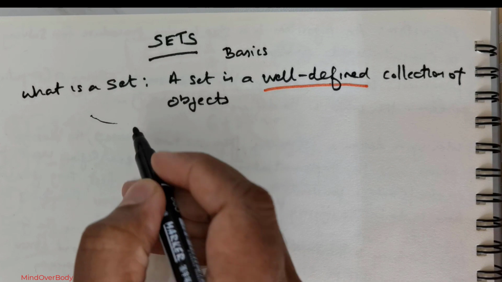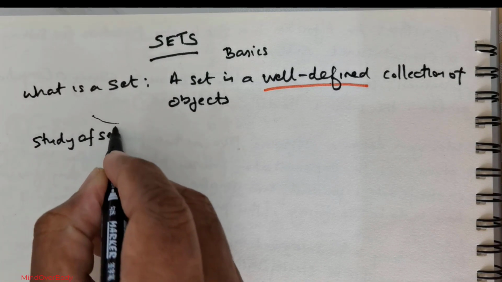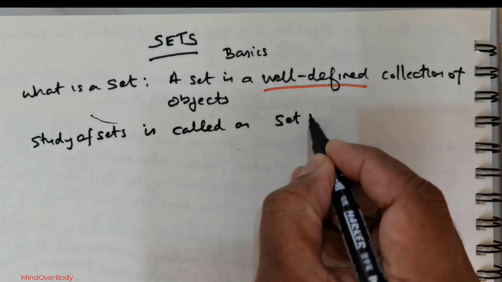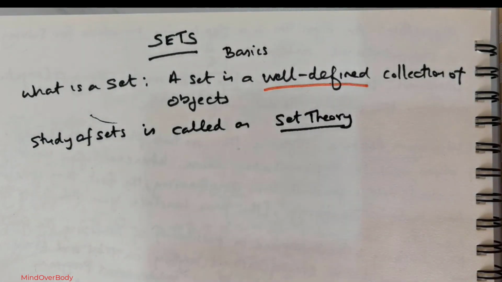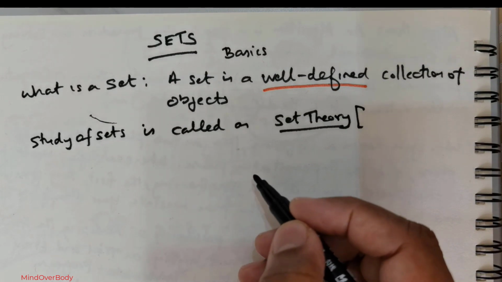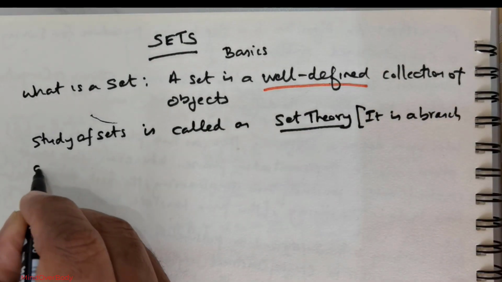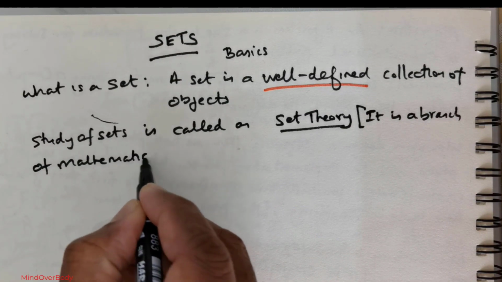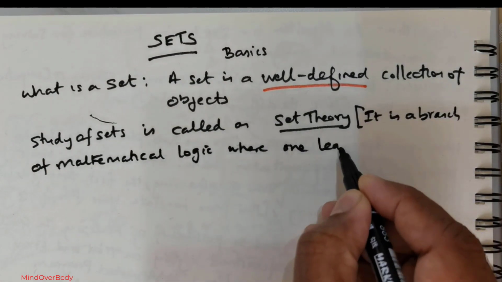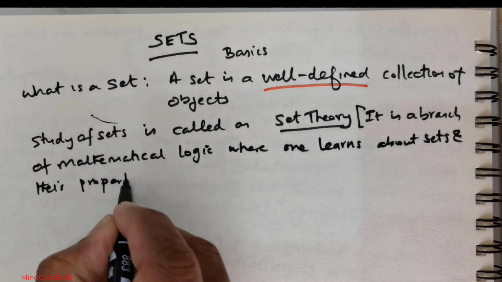Now, the next important point you will have to know is that there is a subject associated with the set. Let me give that also. The study of sets is called set theory. Now, this is a full-fledged subject if you were to get into a university. What is set theory? If someone is asking you what is set theory, you can either say it's the study of sets. That's a basic thing. But there is also a definition for set theory. It is a branch of mathematical logic where one learns about sets and their properties, right? That is just a side note for you all.